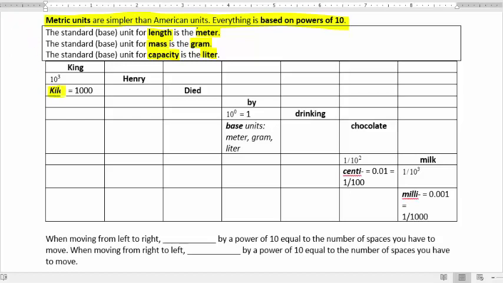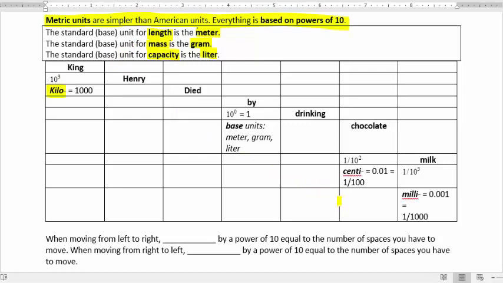Well, the biggest one is going to be kilo, which stands for 1,000. So we have things like kilometer, kilogram, and kiloliter. And those mean 1,000 meters, 1,000 grams, and 1,000 liters respectively. All right, so kilo means 1,000, so it's 1,000 of the base units.